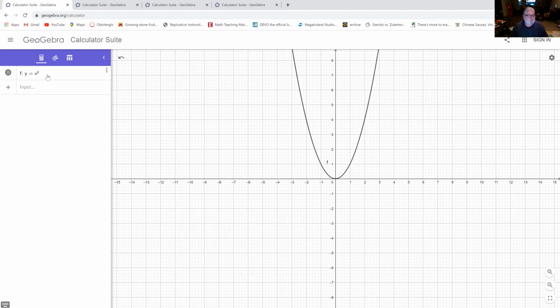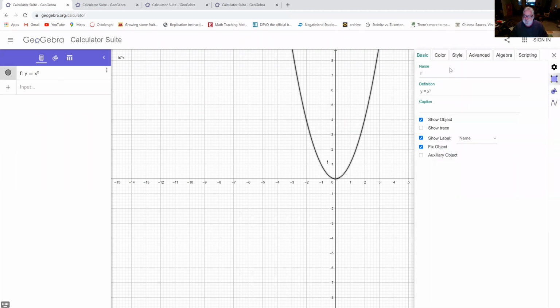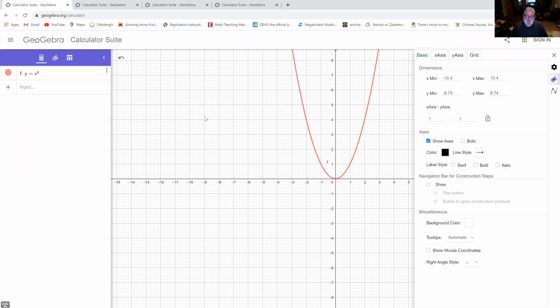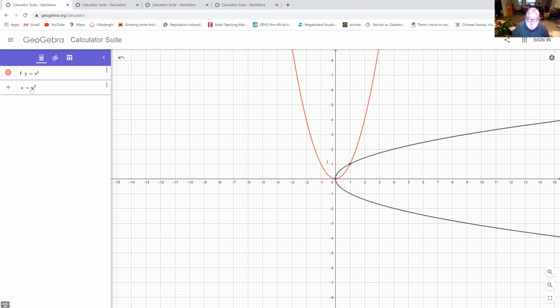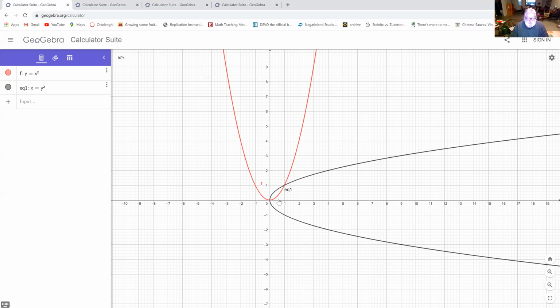So here's our good old favorite function, y equals x squared. I'm going to change the color on that and just make it red. And so if we switch x and y on this, what do we get? Well, we replace my y with an x, that gives me x, and my x with a y squared. So the red graph is y equals x squared. The black graph is y squared equals x. And what we did is we just flipped the x's and the y's.